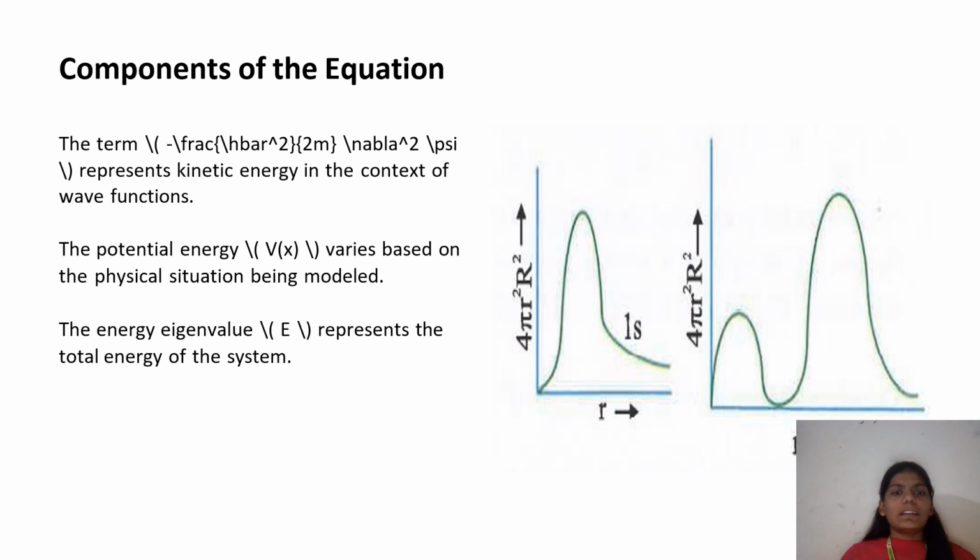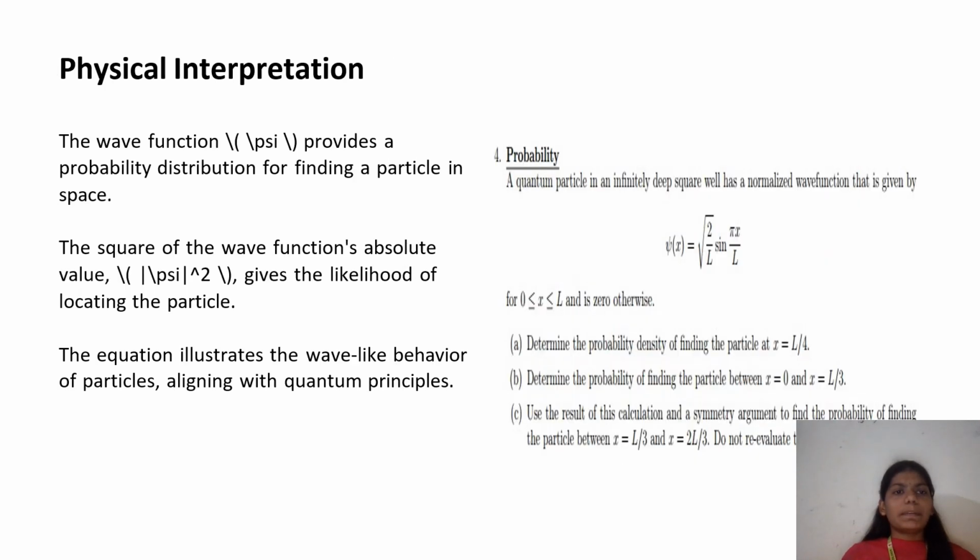The potential energy varies based on the physical situation being modeled. The energy eigenvalue represents the total energy of the system. Physical interpretation: the wave function psi provides a probability distribution for finding a particle in space. The square of the wave function's absolute value, psi squared, gives the likelihood of locating the particle.